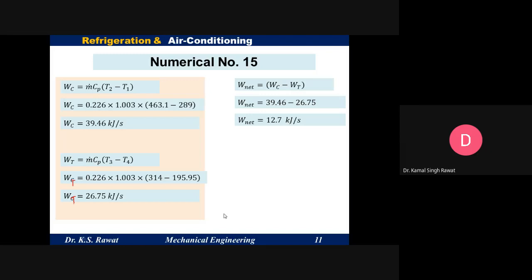Kilojoule per second. Okay, so this is our answer. Now you can also calculate the COP from here, QL upon W. So QL is 21.1 and W net is 12.7. So you will get the same value. Okay, but this is only for the ideal case.